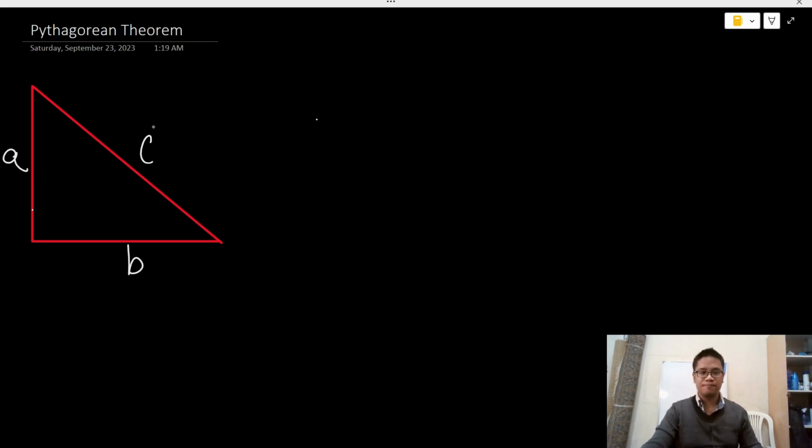So what is the Pythagorean theorem? I think you already know this formula from before. Basically, the sum of the squares of the two sides is equal to the square of the longest side. So that means the formula would be a squared plus b squared is equal to c squared.